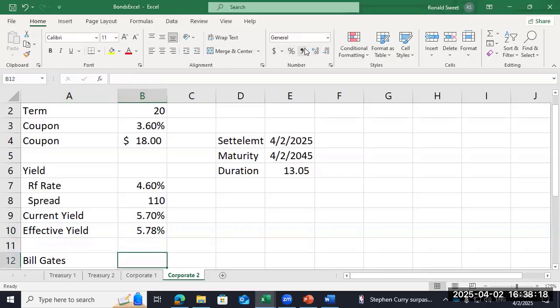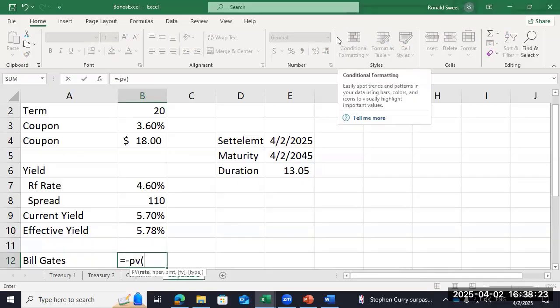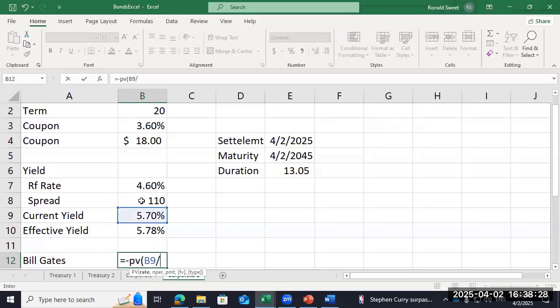All right, let's try Bill Gates' approach. So equal minus present value. You can do this in your calculator. The rate here, we use this number divided by 2. Bill Gates doesn't know if a bond's annual or semi-annual. He doesn't care. The number of periods here, it's 20 years, but it's going to be 40 periods because it's going to pay twice a year. The payment is $18, and the future value is 1,000.